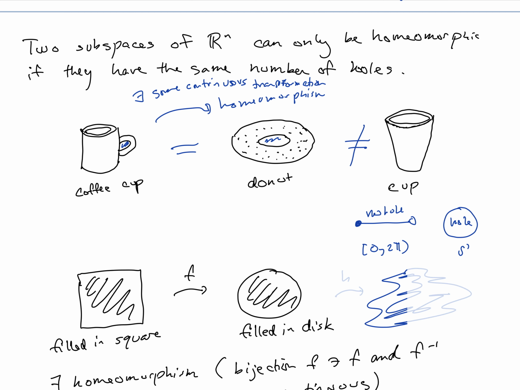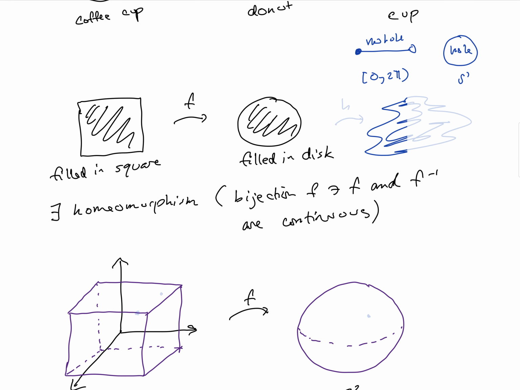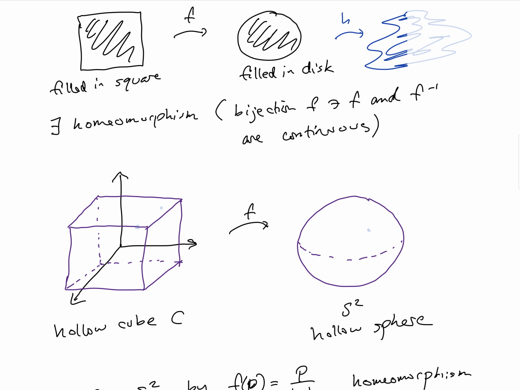Some other examples, some things that are homeomorphic. Basically, if we've got a filled-in disk, then that's homeomorphic to, say, a filled-in square, and it's also homeomorphic to any closed subset that we call simply connected and has no holes. Any simply connected subset of R2 is going to be homeomorphic to the filled-in disk or the filled-in square.